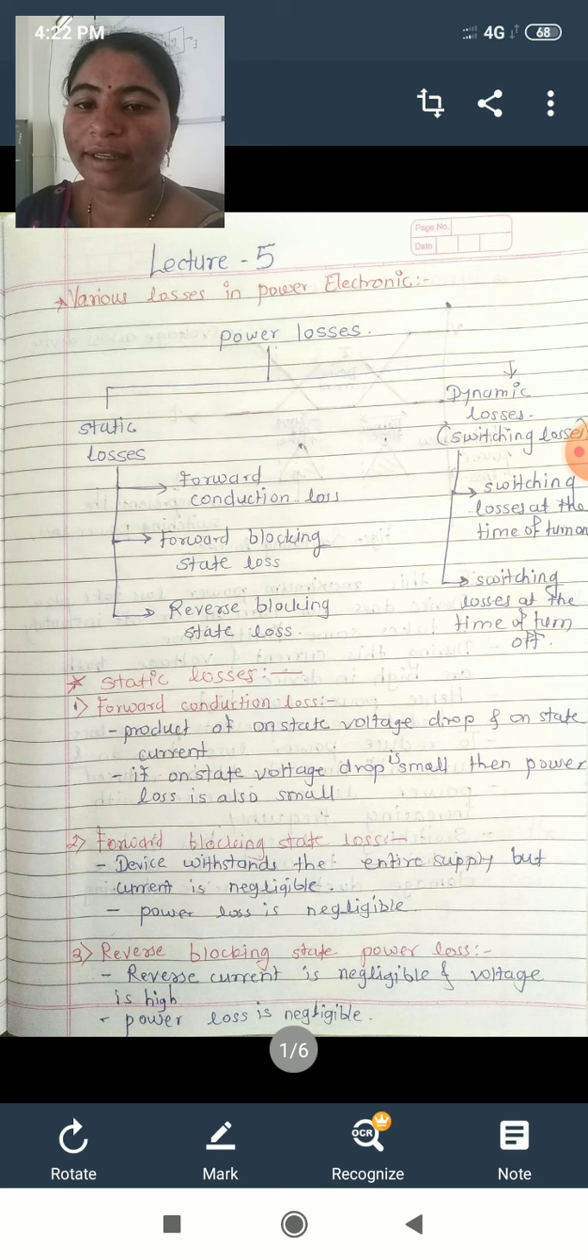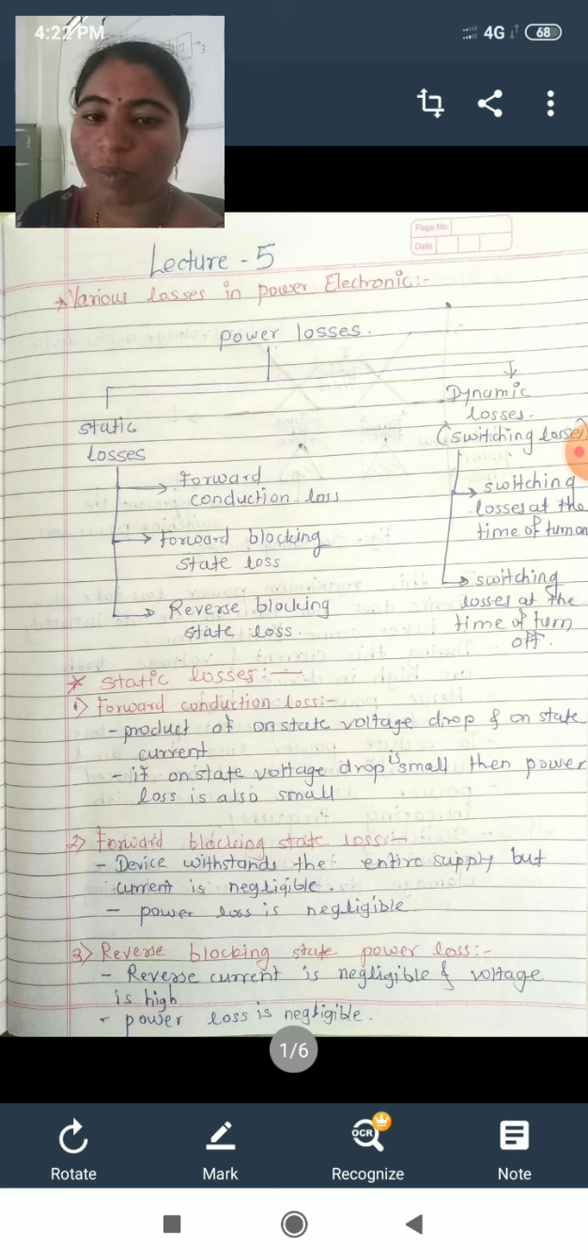First is static losses. In these static losses, the first static loss is forward conduction loss. In forward conduction loss, what happens? The forward conduction loss is nothing but the power loss, and it is calculated by the product of on-state voltage drop and on-state current. Now, if the on-state voltage drop is very small, then this power loss is also very small. We can say that this type of power loss, that is forward conduction power loss, is negligible.